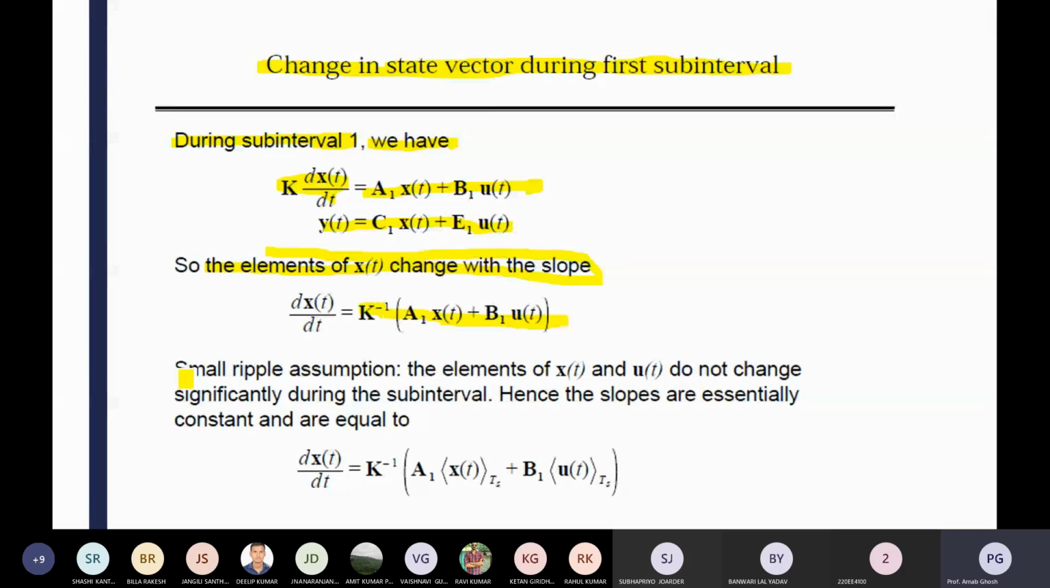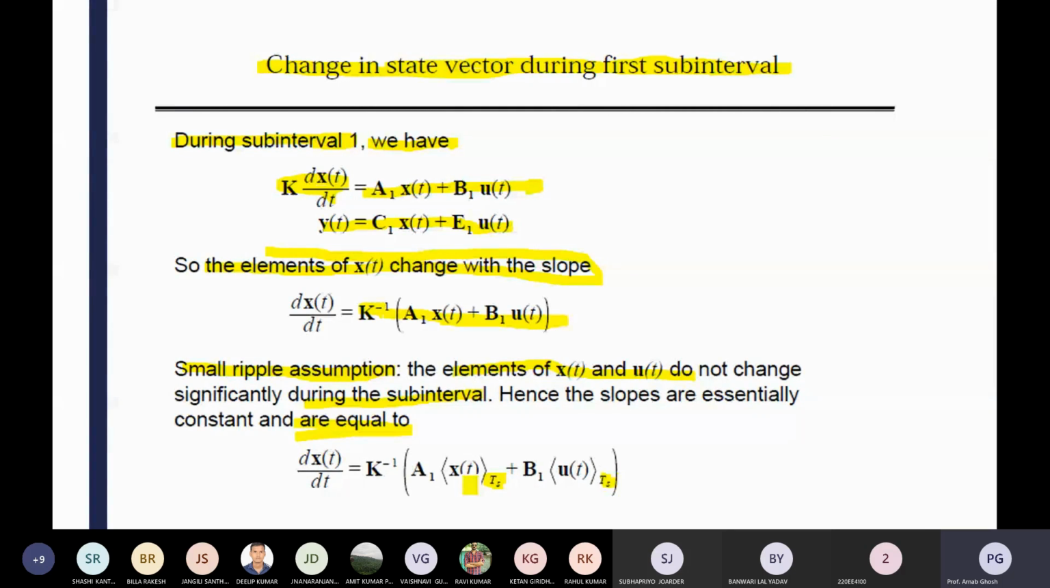Okay, small little assumptions, approximations. Now you can go for it. The elements of x(t) and u(t) do not change significantly during the sub interval. Hence the slope is essentially equal to the average. So you have to find out the slopes. Now you are making it average, x(t) and u(t) over the time period Ts. Okay, you have averaged both of them.